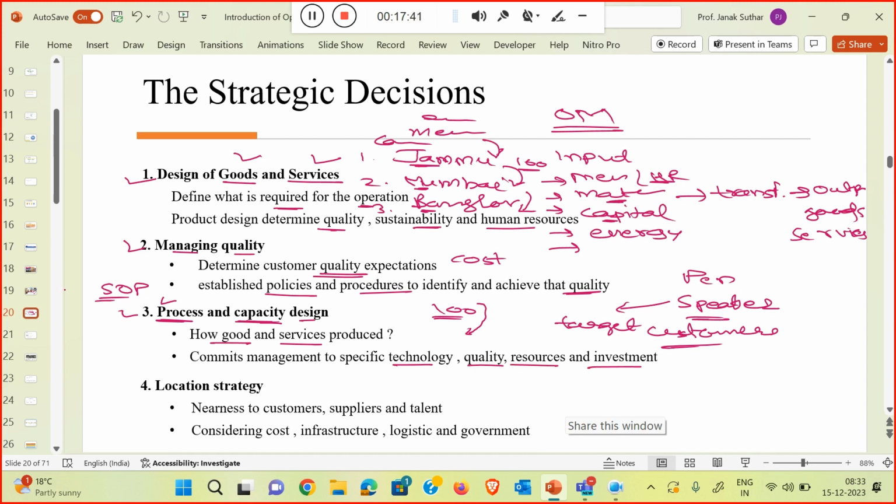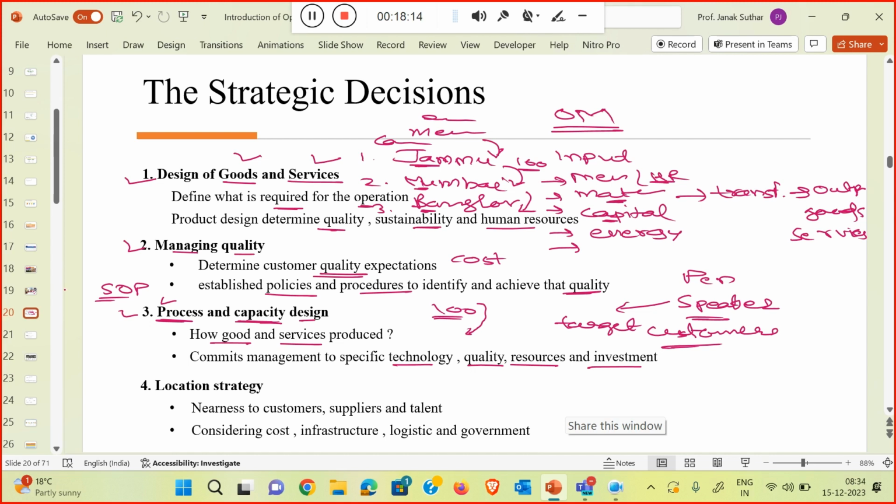Again, if I take a simple salon example, maybe you can use a small scissor for cutting hair, and maybe some people use a trimmer, some people use some advanced machines. So what type of technology you need to use, that is the first point you need to decide as an operations manager. The next is how much quality we need to provide, what type of skilled resource is required, and how much capital is required. So that is the process and capacity design.